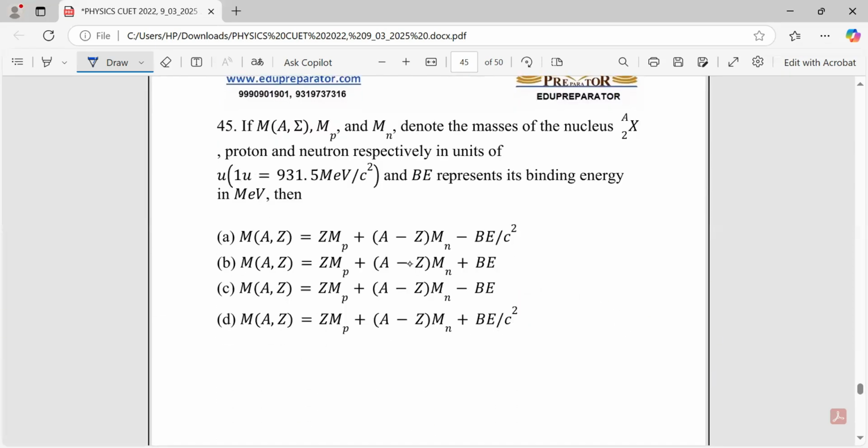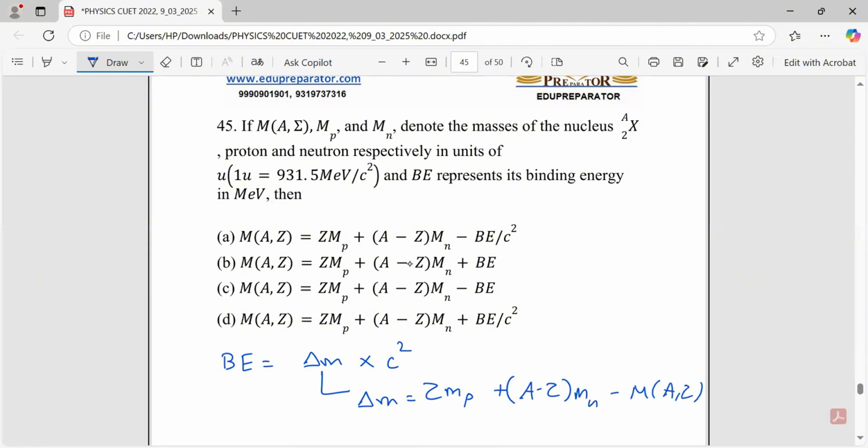Now, the 45th question has so many symbols that students get confused, but it's a very simple point. We have the formula for binding energy, which is equal to delta M into C square. And what is delta M? Delta M is Z times M_P plus (A minus Z) times the mass of neutrons, minus the mass of the nucleus, which is given in this form. If you take this on one side and the other on the other side, we get A as the correct answer.